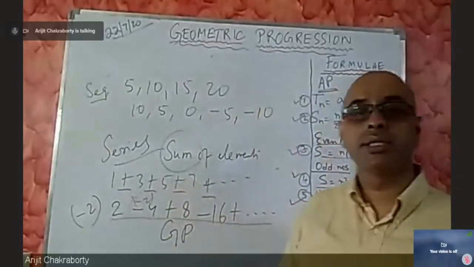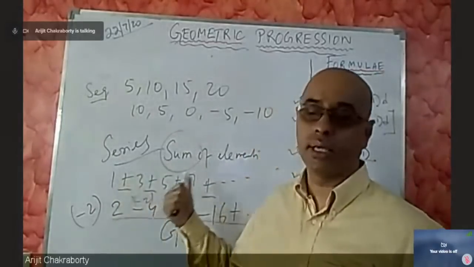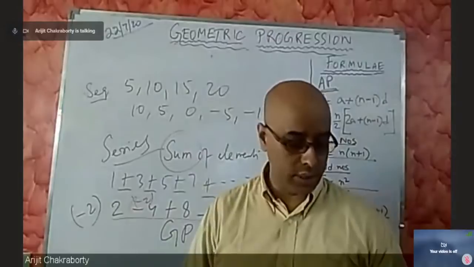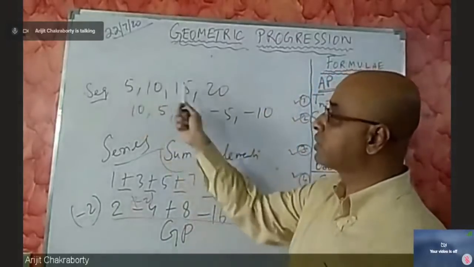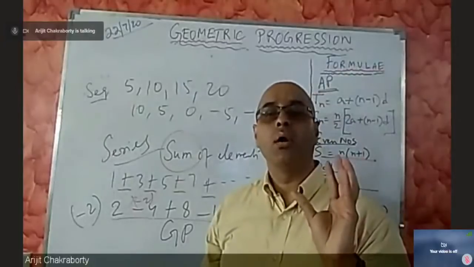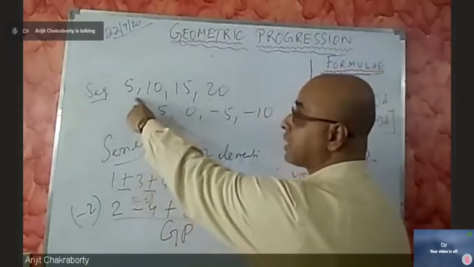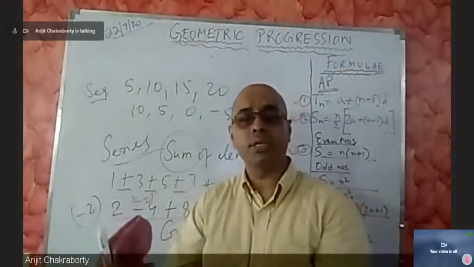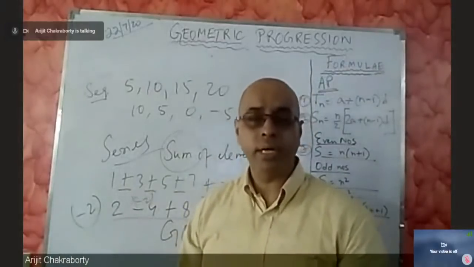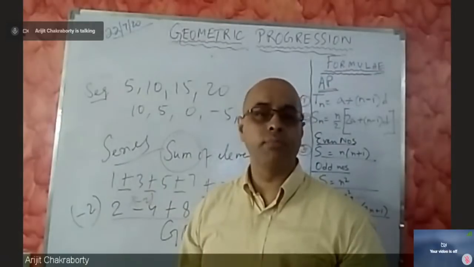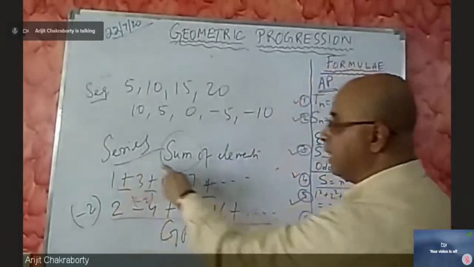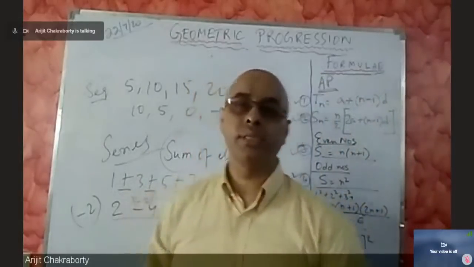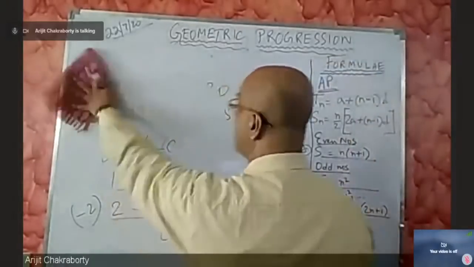So both of them are series. One is an AP, one is a GP. This is the essential difference between a series and a sequence. A sequence is isolated numbers which have some order. Isolated in the sense that they don't have any addition sign or subtraction sign. They are just a collection of numbers, but they exhibit some order, some pattern, some trend. But in the case of a series, only when you have the addition sign will we call it a series.